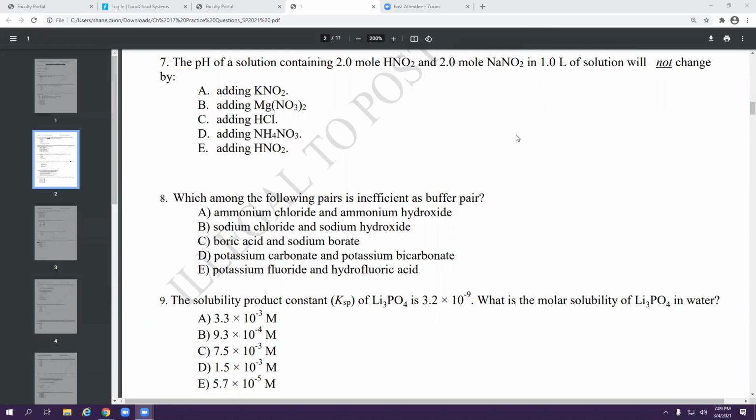So, which of the following is an inefficient buffer? Okay, again, a buffer is a what?